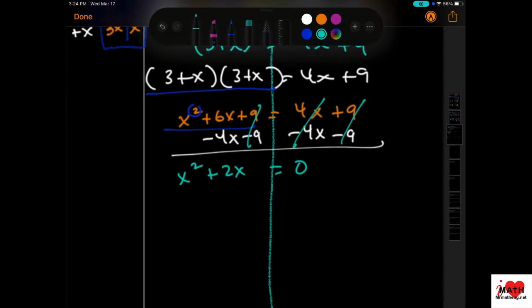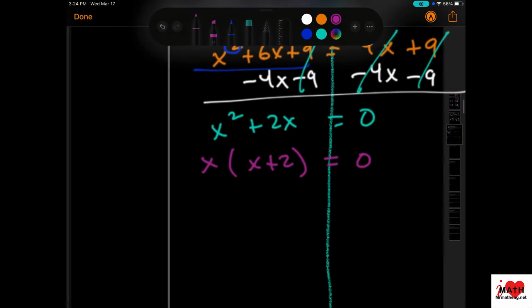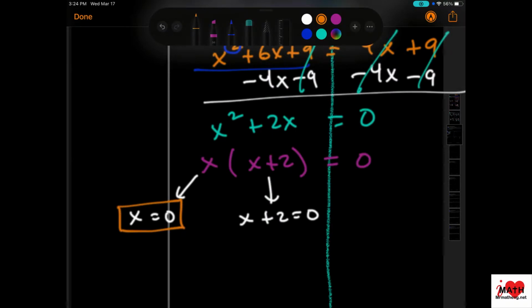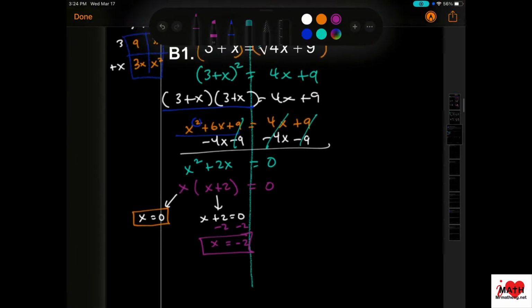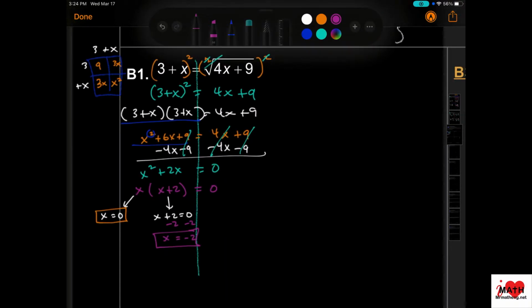And then here, all I'm going to do is factor. I'm going to take out my GCF. Now that they're factored, I can solve by setting this equal to 0. So this is what we learned in first semester, zero product rule. And then we're just solving. So x equals 0 is already one of them. And if I subtract 2 here, I get x equals negative 2. Okay, now these are our 2 possible solutions, and I'm going to have to test those by checking my answer.